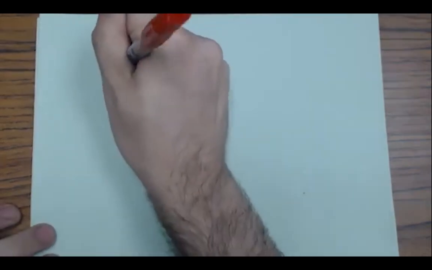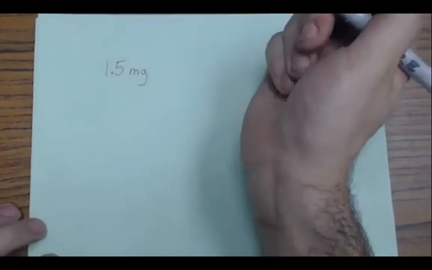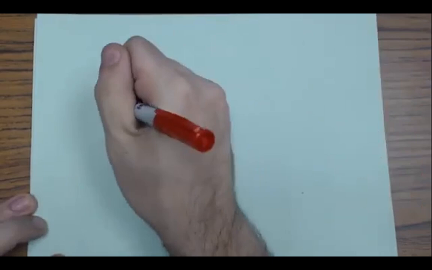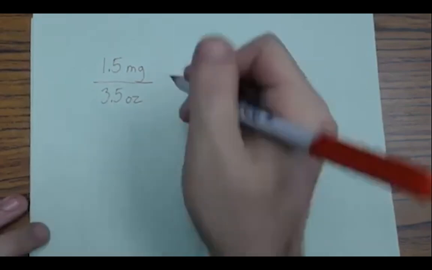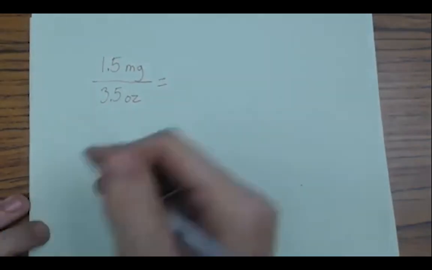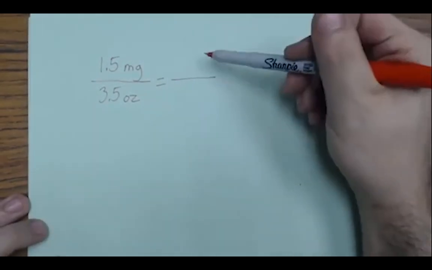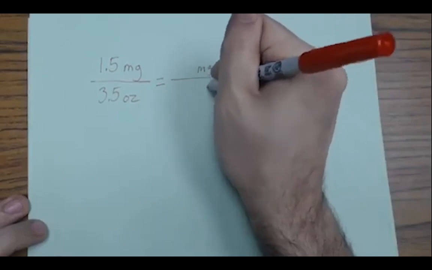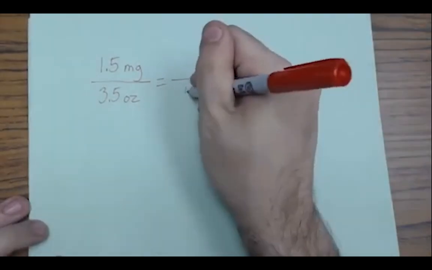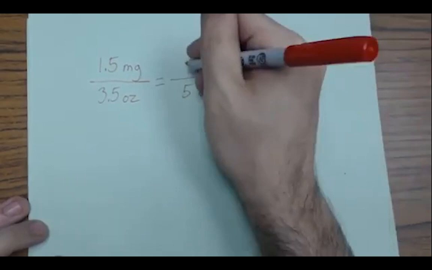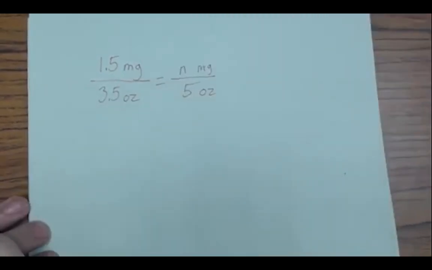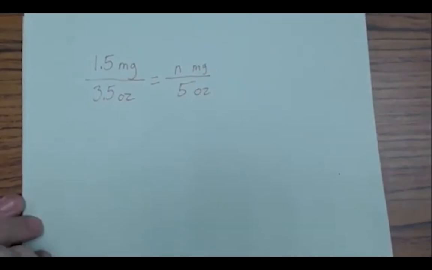The word problem, and I'm going to set up the proportion as I read it. There are 1.5 milligrams of iron in a 3.5 ounce serving of pork. So that's going to be one side of our proportion, equals another ratio. We're going to do milligrams on top, ounces on the bottom, just to match it up to the left side. How much iron is in 5 ounces? So we're looking for an unknown number n for a number of milligrams on that side of the proportion.